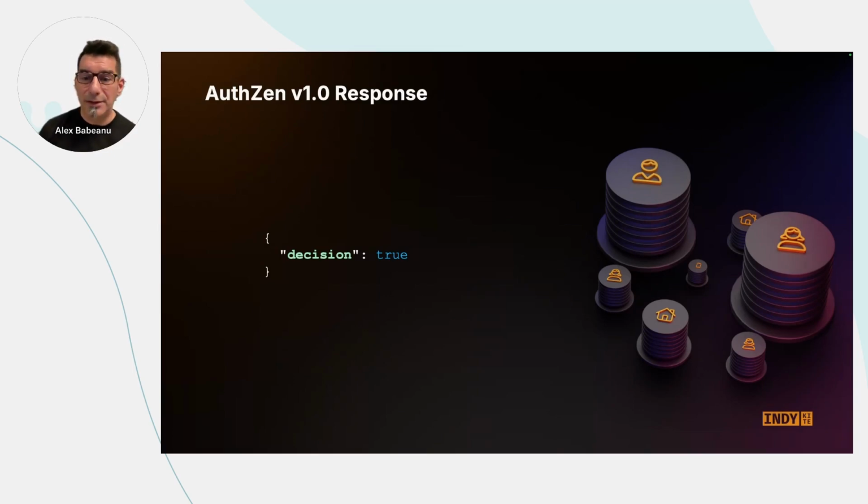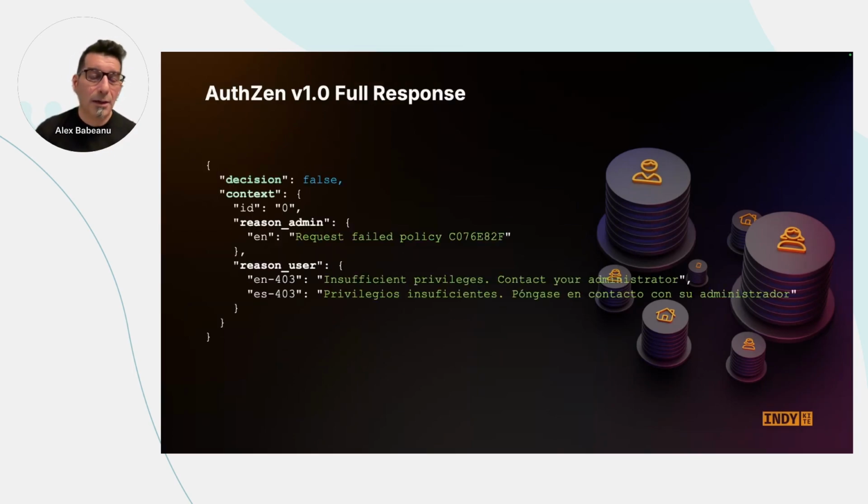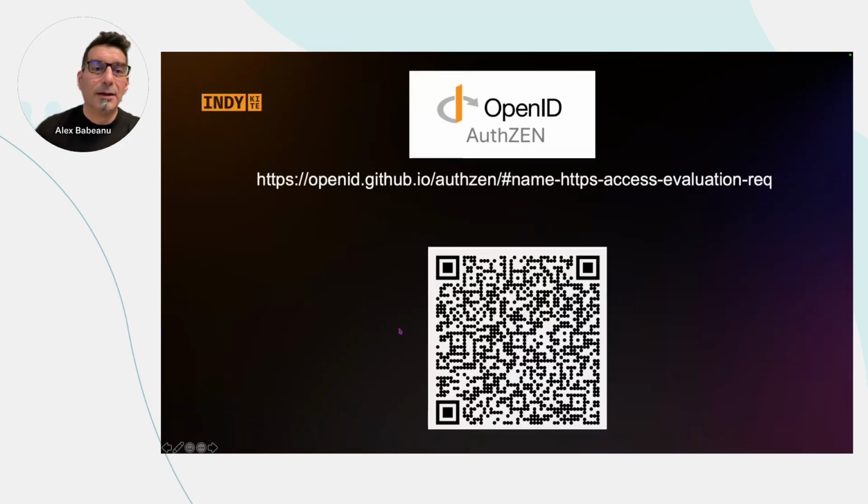Actually, the full-fledged response is slightly more complicated. We can also get a reason why a decision was made back, an admin reason and a reason that is adequate to present to an end user. If you're interested in AuthZEN, here's a link to the actual specification.